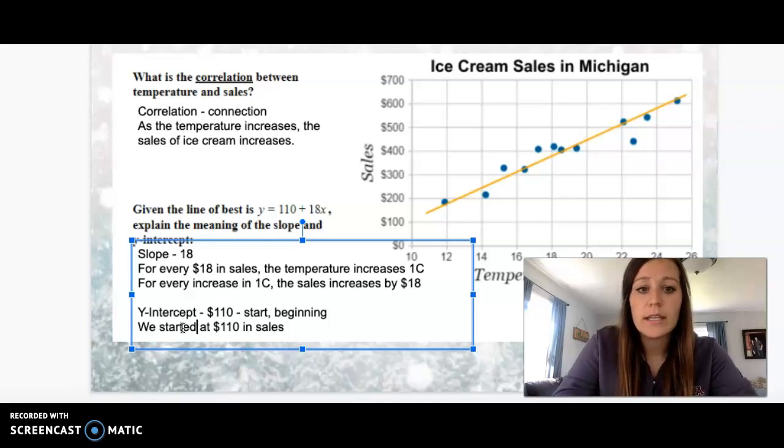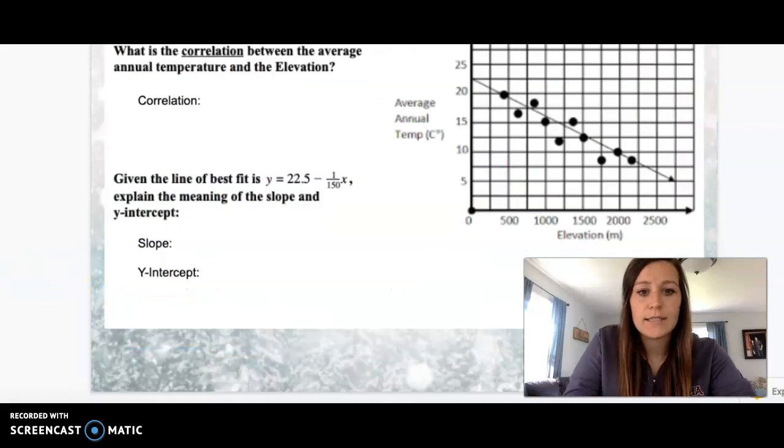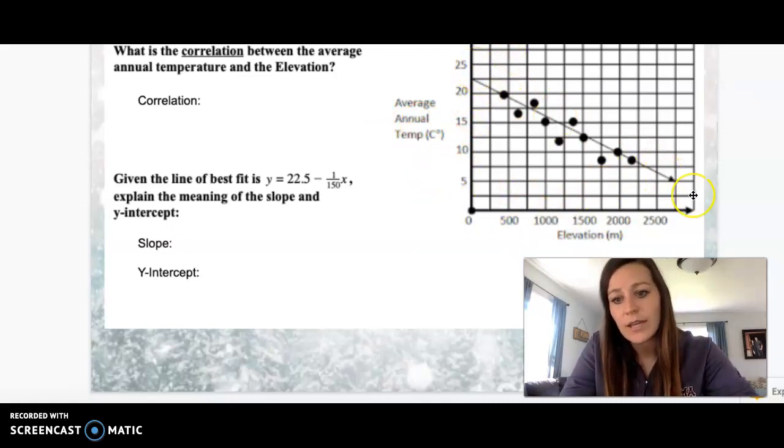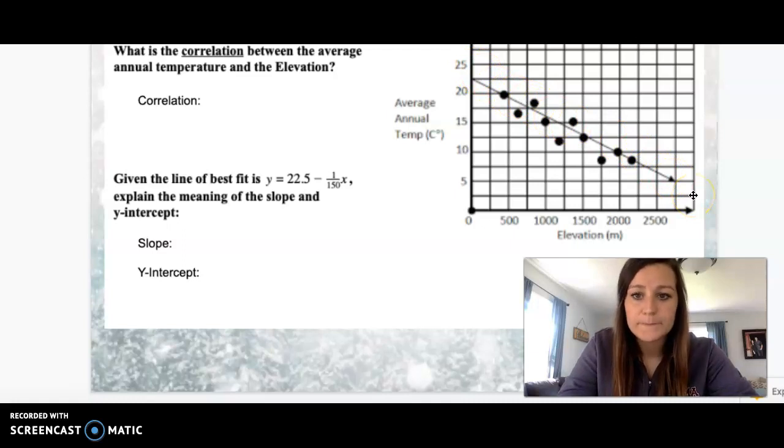Okay, so looking at 423 here, correlation, what's the connection? Describe your slope, describe your y-intercept. All right, here is the next example. We are looking at average temperature and the elevation. Okay, notice here now we're decreasing in value, so we have a negative slope. And again, I would say this is a relatively strong correlation. So how about you pause this video and take a second and give this one a try here.